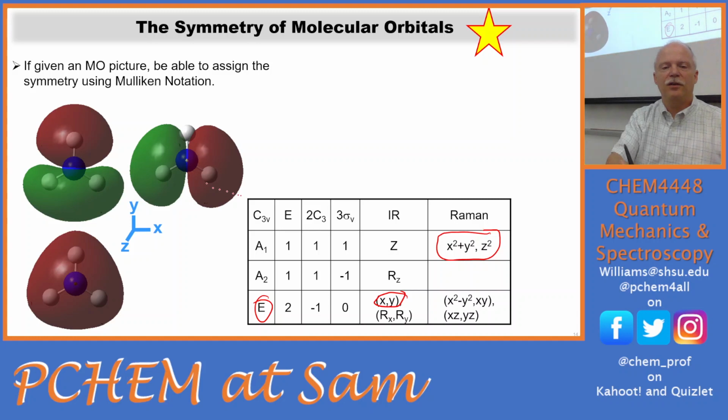You could also say if I do a C3, the colors don't change, and so I have a positive character there. If I do my 3 reflections, I have no change, and so I have a positive 1 there. And so these positive 1s can help you decipher it. So that's another way to do it.